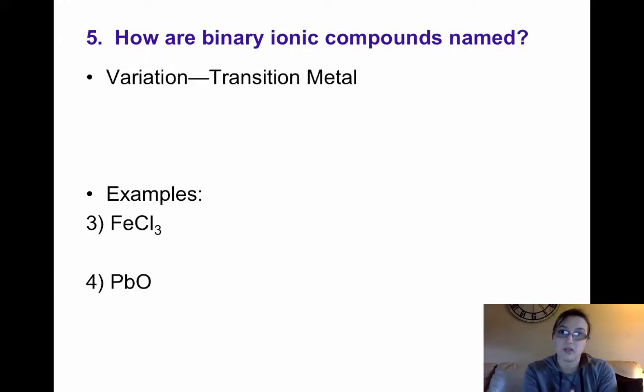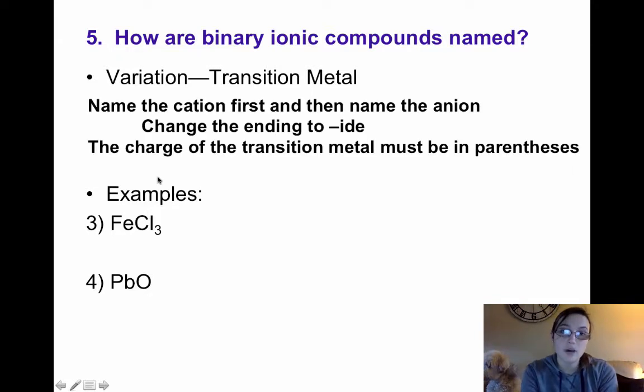Now, there's one variation when it comes to naming compounds, and that is the transition metal being your cation. So we have a transition metal with a nonmetal. We name the cation first, and then we name the anion, changing the ending to IDE. Just like before, except when we have a transition metal, we have to include the charge in parentheses, because transition metals can have multiple charges, and we need to know the charge in order to go backwards.